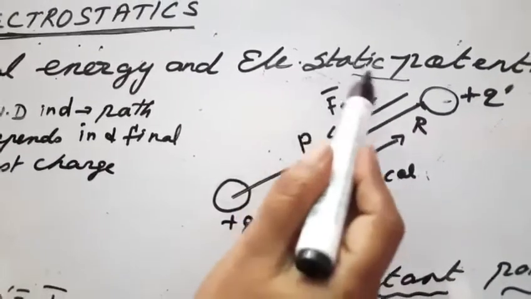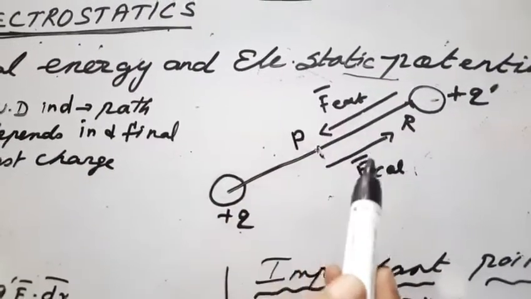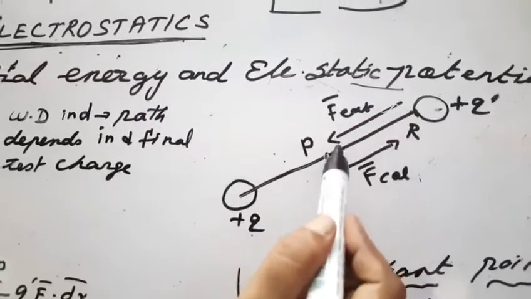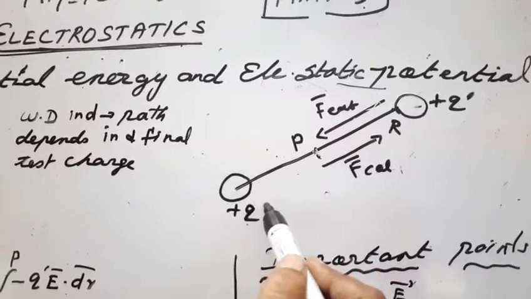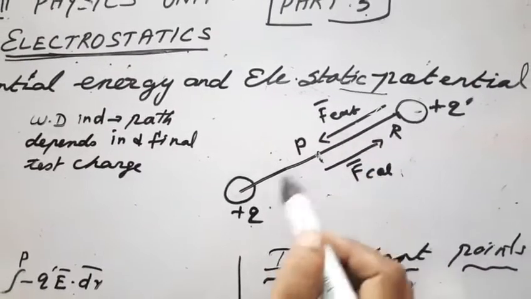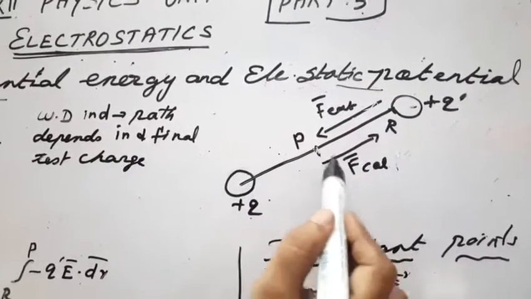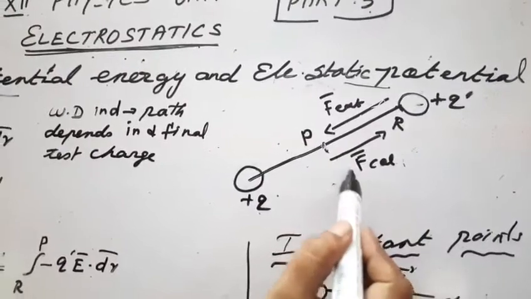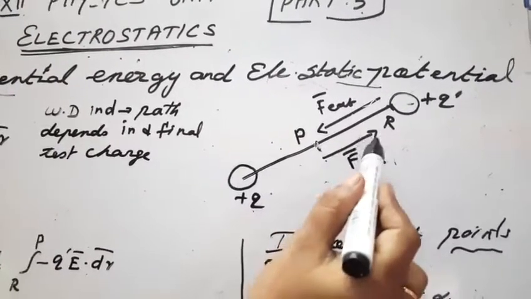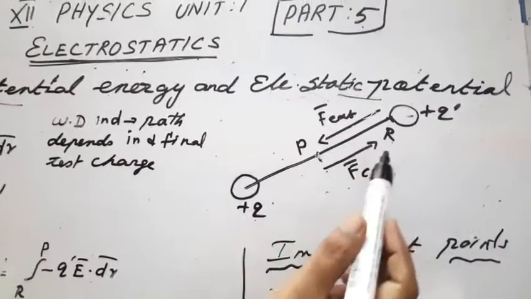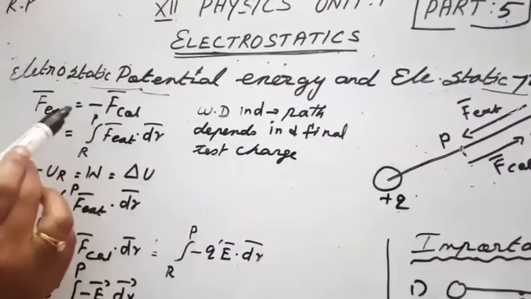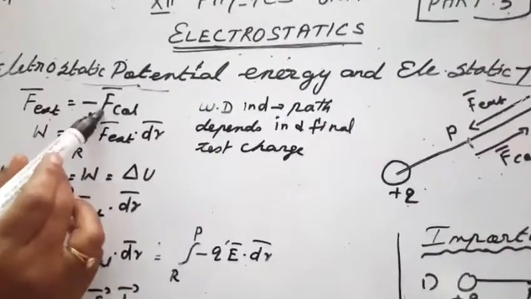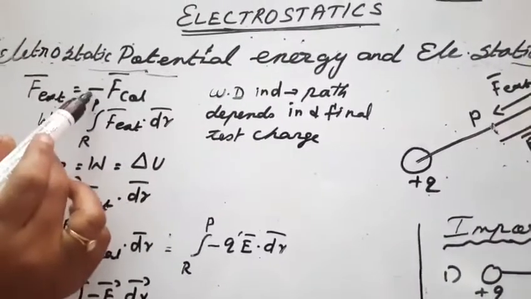An external force is used. So the external force is working in this direction. And these two charges are positive, so according to Coulomb's law there is a repulsive force. Therefore, the repulsive force is acting in this direction. So the external force and the Coulomb force are opposite to each other.